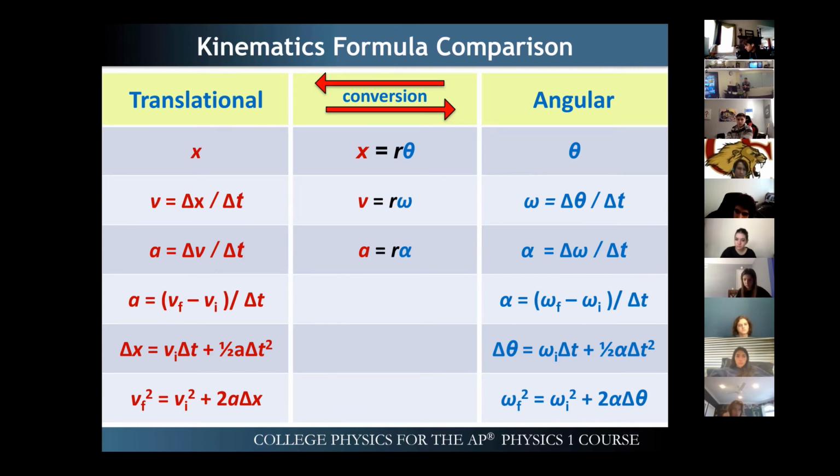And it's kind of crazy to me because if you know this connection, those are like two of the least helpful for you to know. Because if you know how to switch a to alpha and v to omega, you don't really need to have those kinematics equations all rewritten. But that's the way it is. So, let's just do one last thing here to wrap it up.